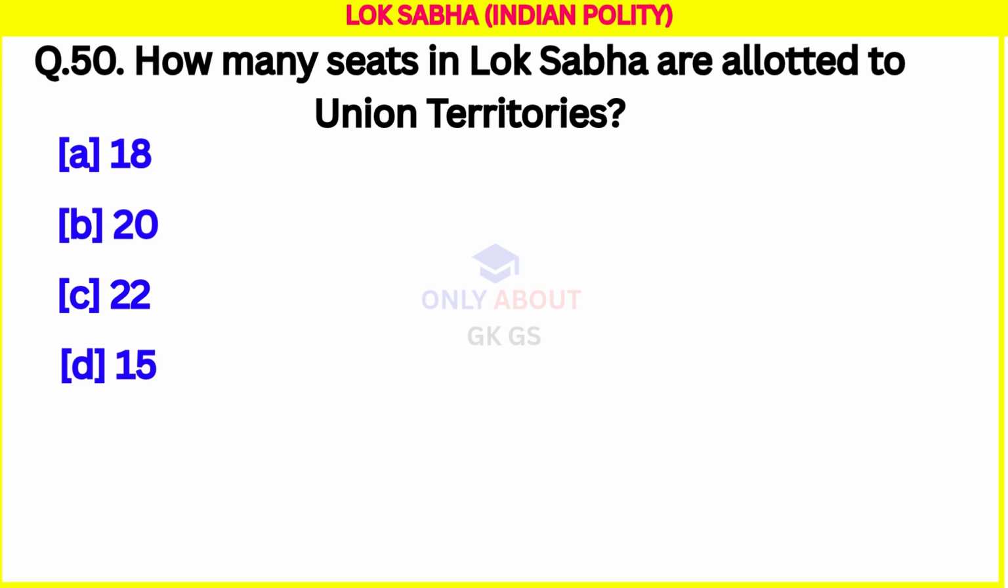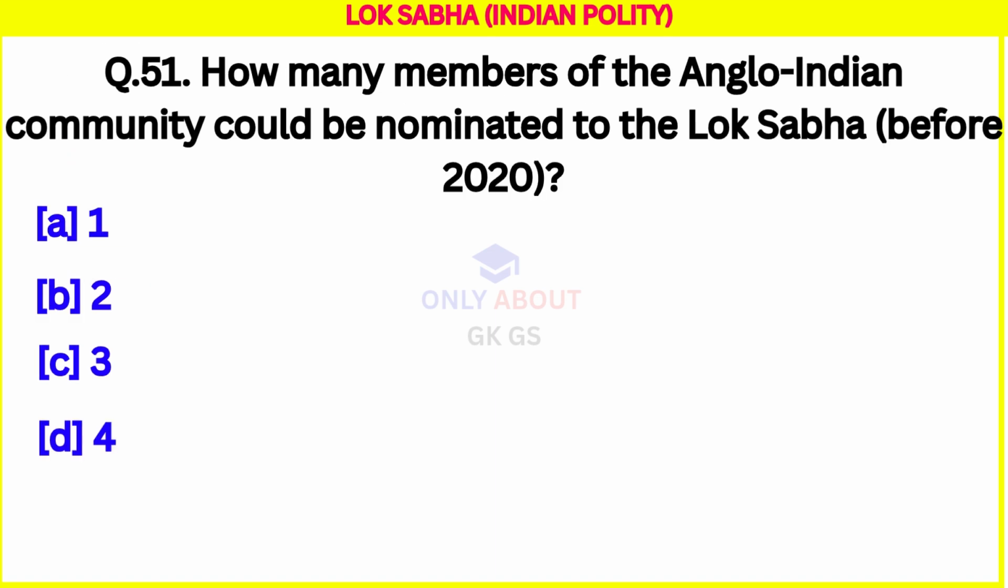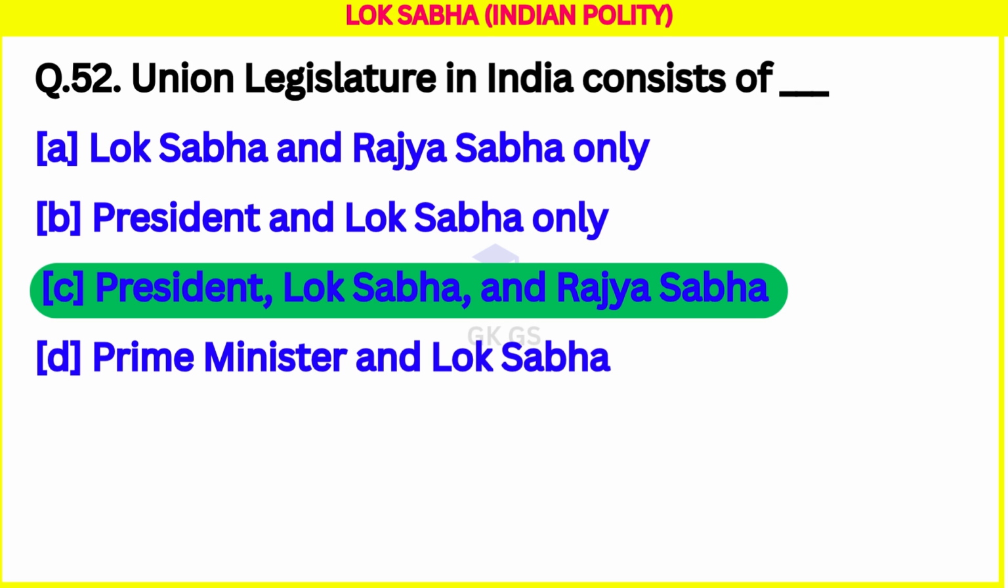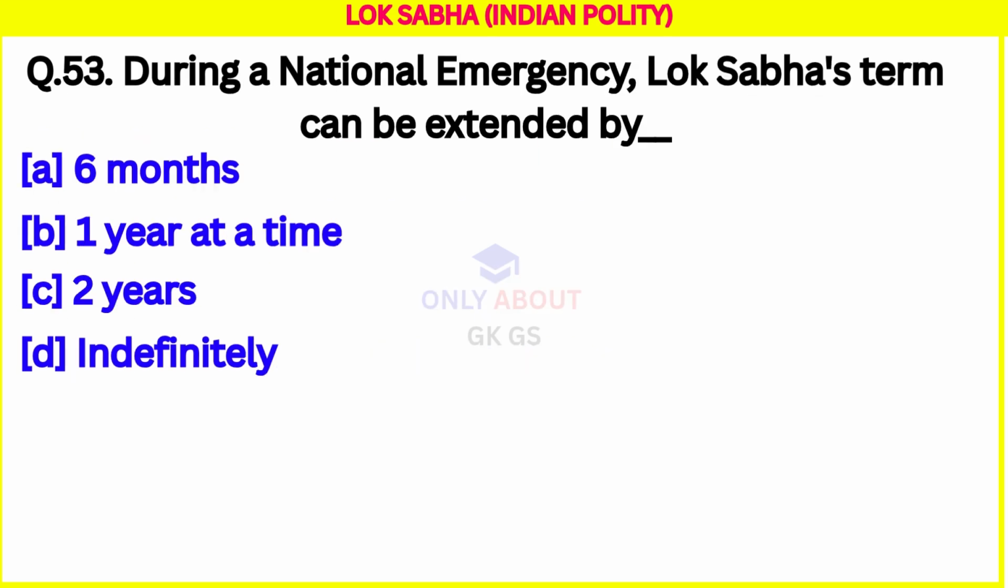Next question. How many seats in Lok Sabha are allotted to union territories? Correct answer 20. Next question. How many members of the Anglo-Indian community could be nominated to the Lok Sabha? Correct answer 2. Next question. Union legislature in India consists of? Correct answer President, Lok Sabha and Rajya Sabha.